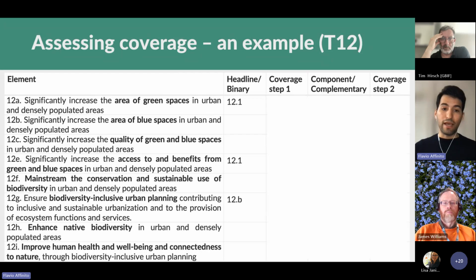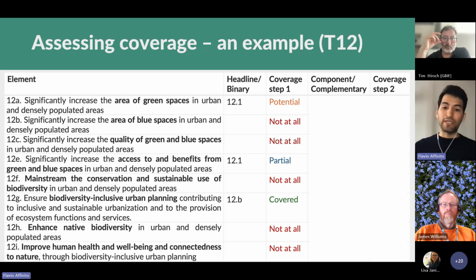It maps onto the area of green spaces and the access and benefits from green spaces. Now, what we do from here is look at the coverage. So how good of a job do each of these indicators do in tracking progress to these elements? And obviously, where there is no indicator, we have nothing at all. So these indicators cannot track progress to these elements.